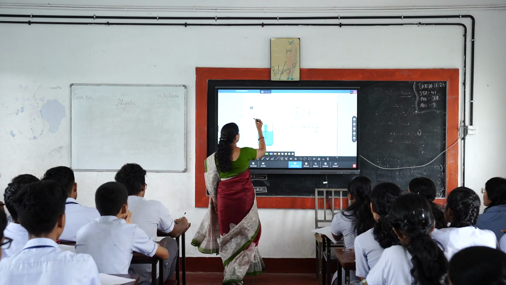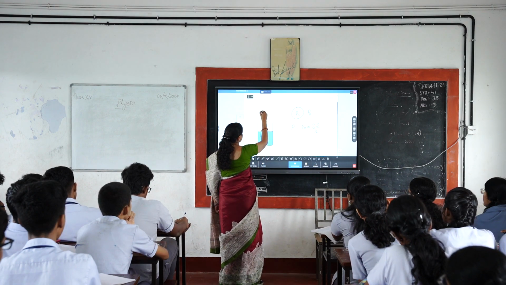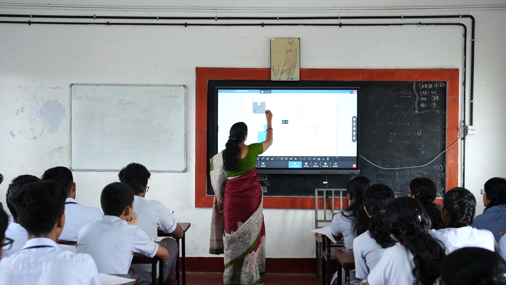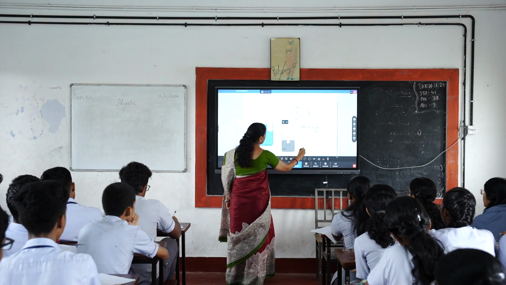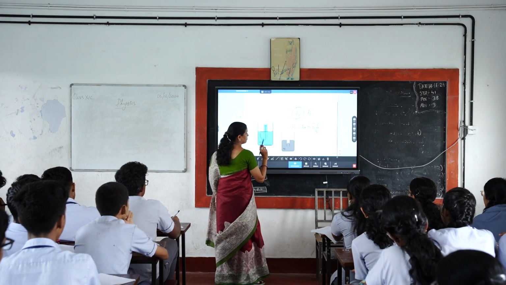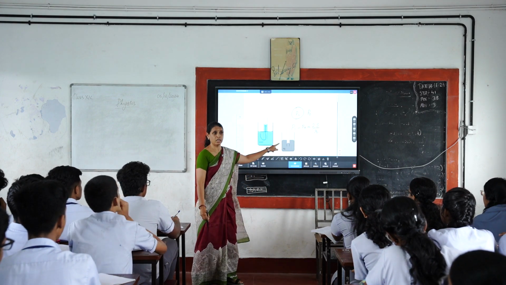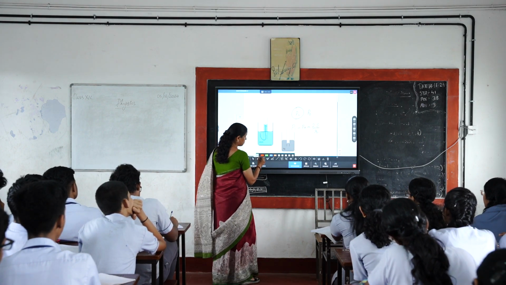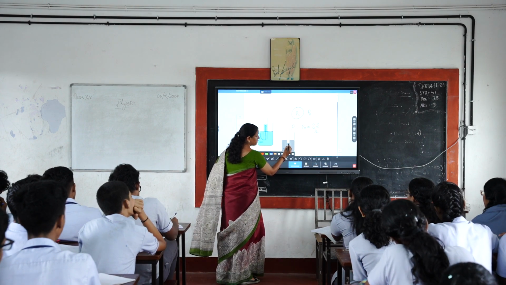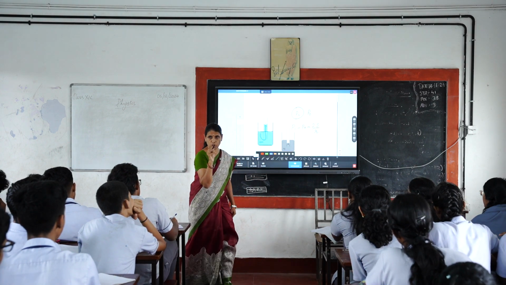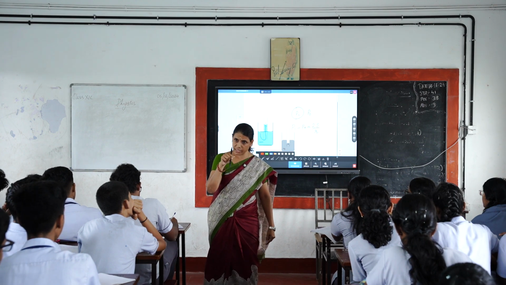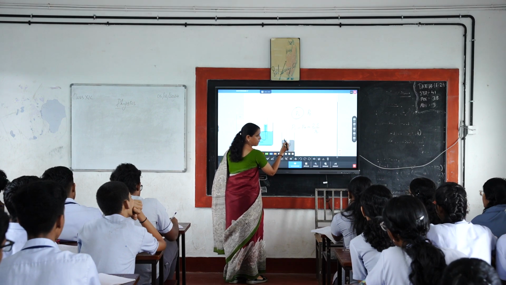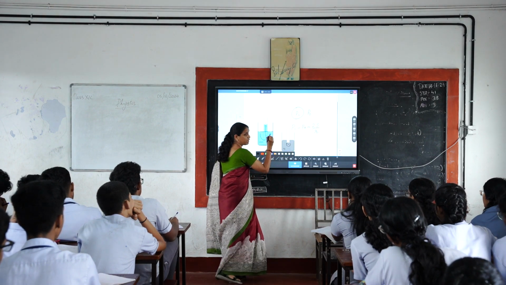Mercury. So if we take mercury, it forms a convex meniscus, which means the pressure is more here. Pressure is always in excess on the concave side. Here the drop is formed in this way, so the pressure will be more here.